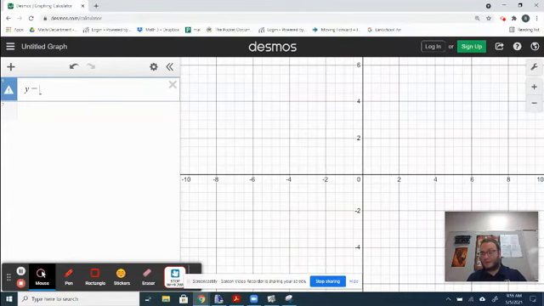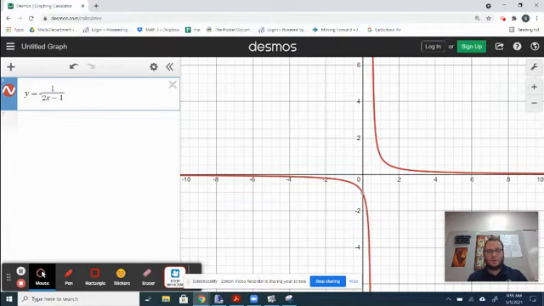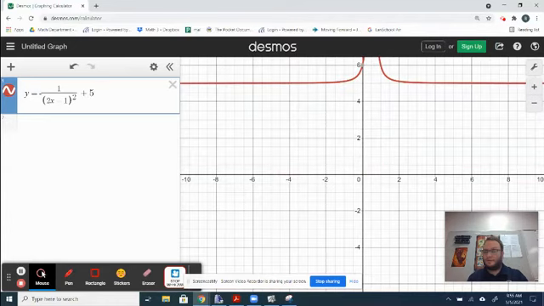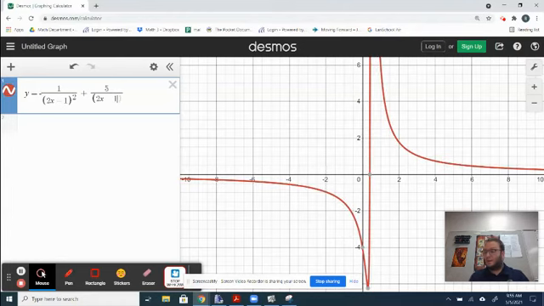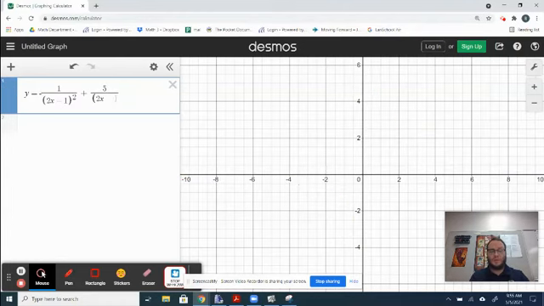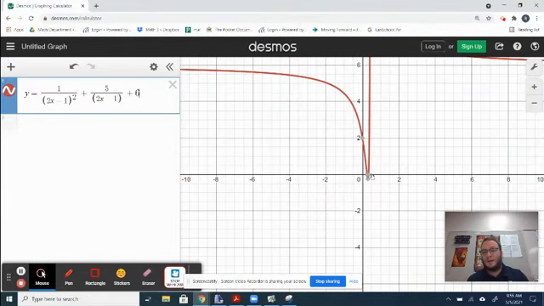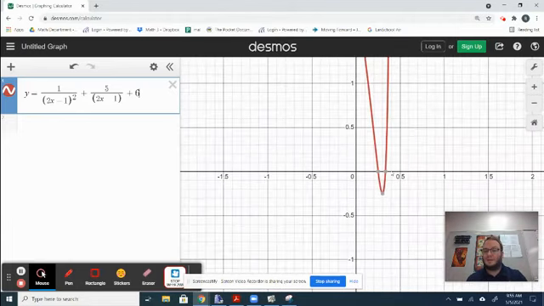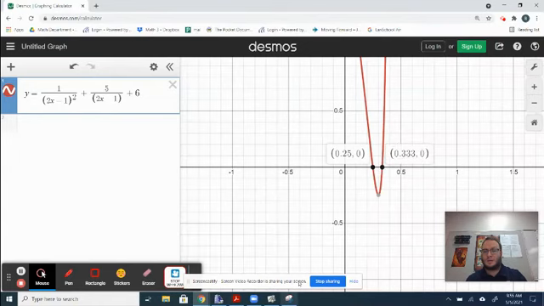And we're going to say 1 divided by 2x minus 1, quantity squared on that, plus 5. The important part here is to really make sure you're typing these in correctly. Otherwise, it's not going to work nicely for you. And then plus 6 because we moved the 6 over. Now remember our numbers were kind of in here, so I'm going to zoom in a little bit. And we can see that it does in fact cross in those two spots.